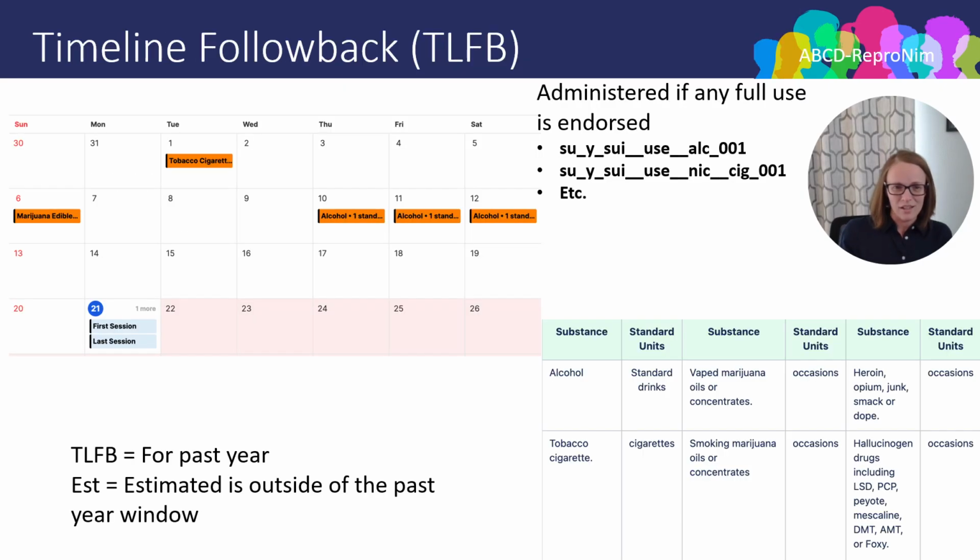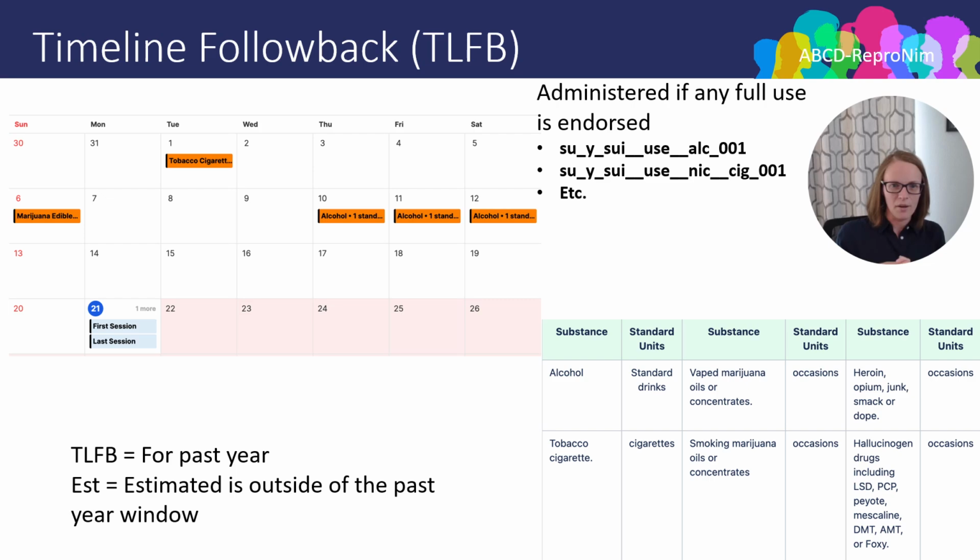And so then they go into the substance use, or into the timeline follow back with our participants. Again, the timeline follow back is going to be administered if a participant has endorsed any full use of alcohol or any other drug. These are the variable names listed here if you are interested in looking up those full use variables, those yes/no variables.